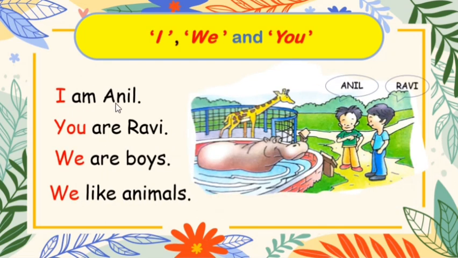I am Anil. Here this Anil is addressing himself as I. You are Ravi. Here Anil is talking to Ravi and calling him you. You are Ravi. We are boys. So we means Anil and Ravi. When Anil wants to talk about Ravi and himself both as a group, he is using the pronoun we. We are boys. We like animals.